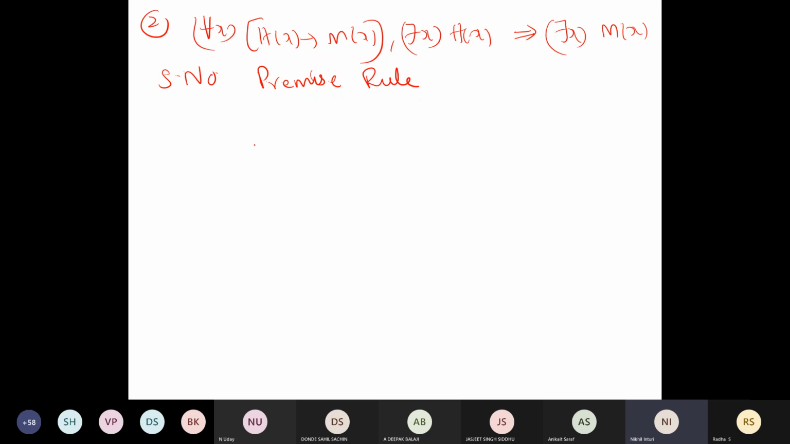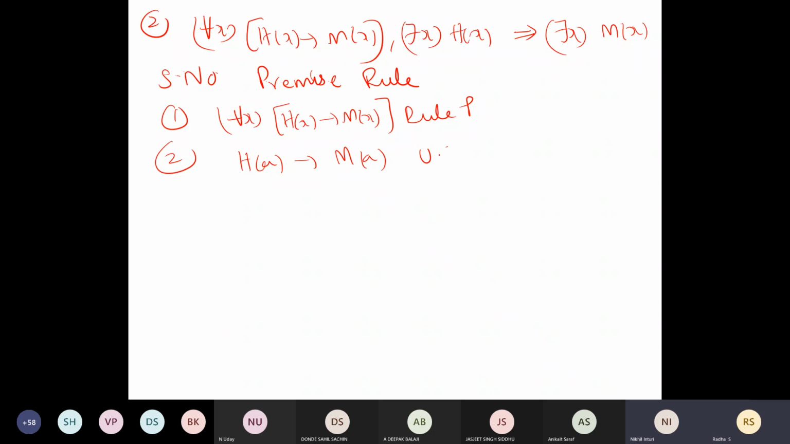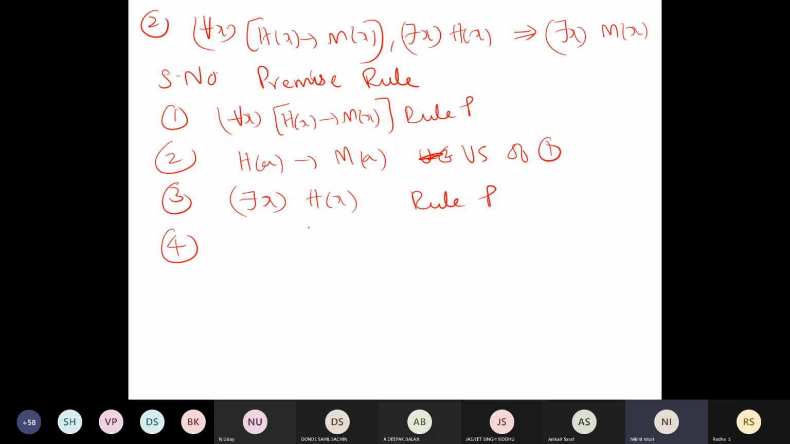Ma'am, we can first introduce the first premise. Then, ma'am, we'll use US to get H of A implies M of A. US of 1, rule T. If you want, you can write that, no issue. T means something you are deriving. Then we'll introduce the second premise, and we'll use ES to get H of A. Here is it possible that you can use A also? No problem.